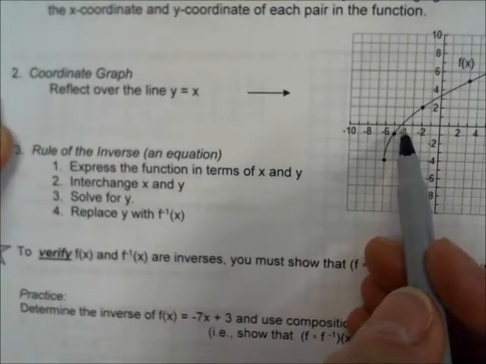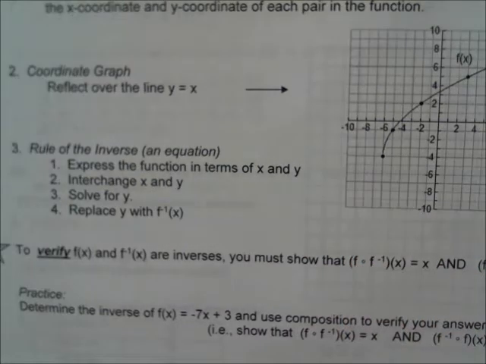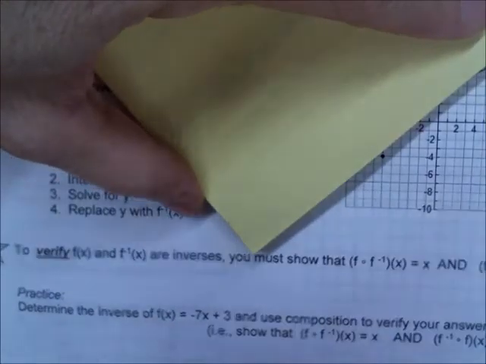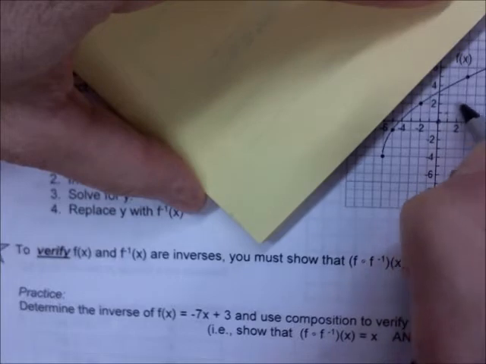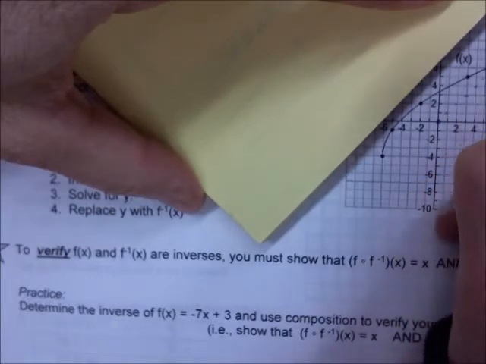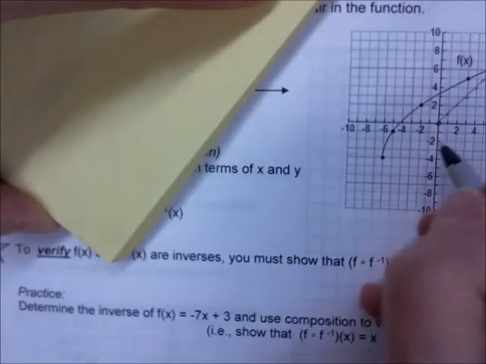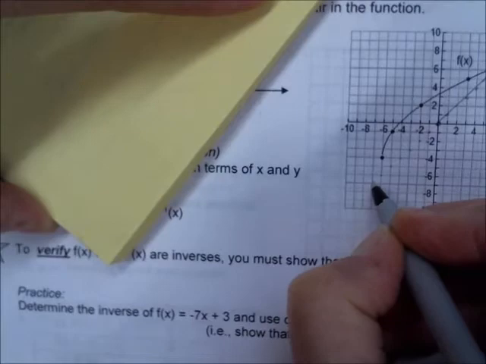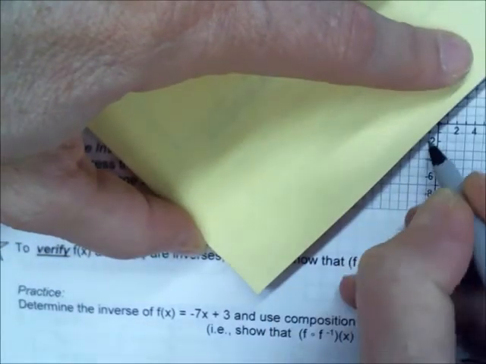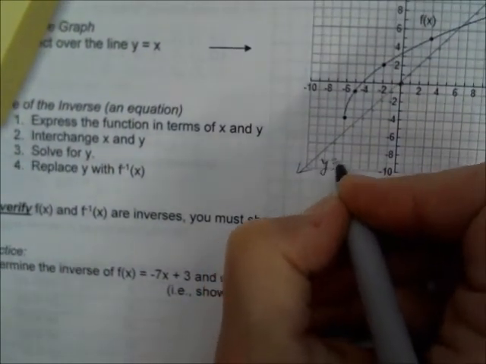If you're given a graph, what you're going to do is reflect over the line y equals x. Now y equals x is just a diagonal line that goes through the origin. And I'm going to just put the y equals x line in here. Y equals x goes through 0, 0, 1, 1, 2, 2, 3, 3, 4, 4, 5, 5, 6, 6, 7, 7, 8, 8, 9, 9, and 10, 10. So there is the y equals x line. And then in reverse, -1, -1, -2, -3, -4, -5, -6, -7, -8, -9, -10. So here's the line y equals x. And I'll put arrows on the end, and I'm going to label this as y equals x.